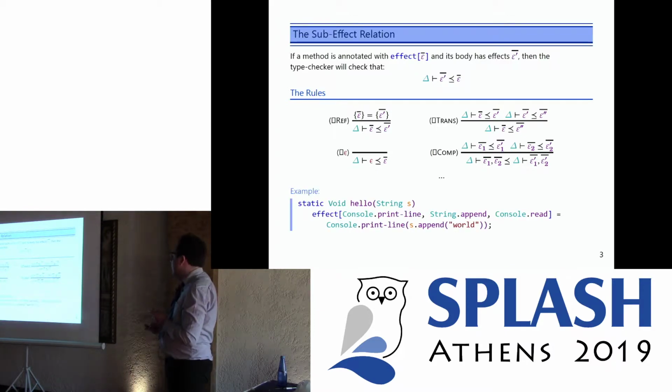Right? And so with this, we can go back to our hello method and just add an extra method. Here's the effect annotation, console.read. It doesn't actually call it, but that's okay. This is useful because later on you might want to change the implementation and just add a console.read here, and whoever's relying on this annotation is going to still be happy.